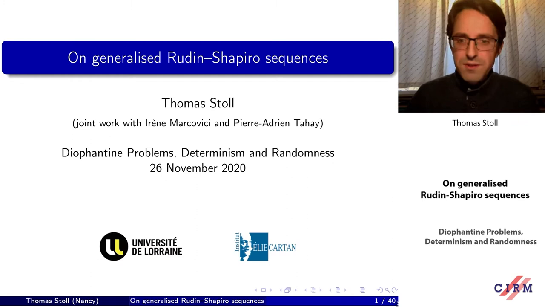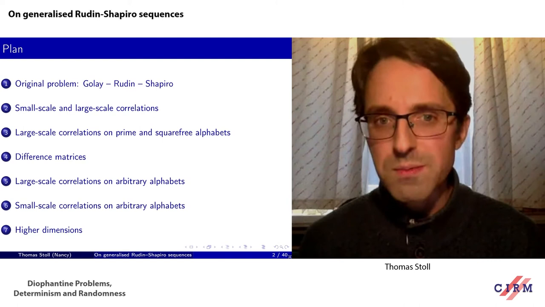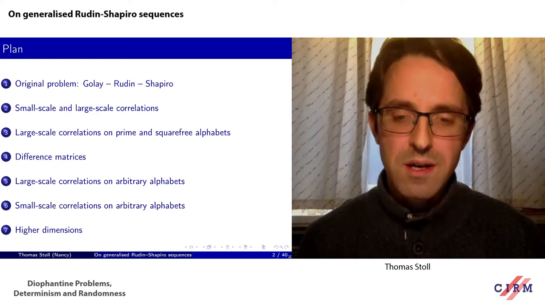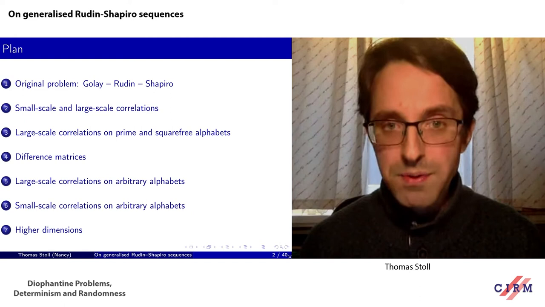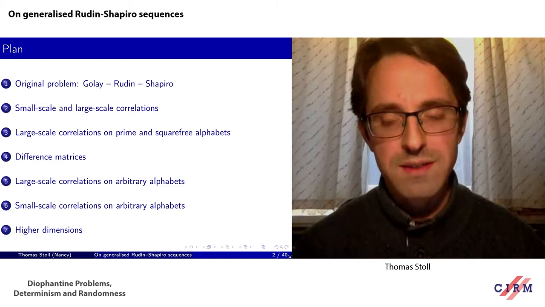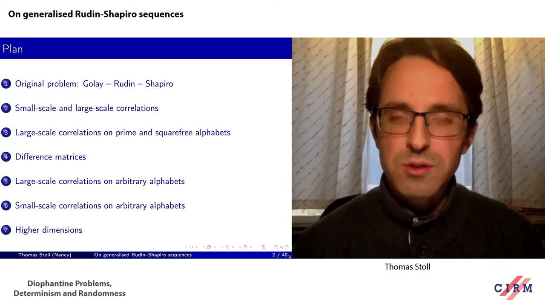The outline is as follows. It's a fairly long historical introduction about this Rudin-Shapiro sequence, and I want to give quite a few references where it appears and has been generalized and put in context. I will then talk about small scale and large scale correlations. This is the property that I want to take up. It was proven by Mauduit and Rivat in 1998. And I give some results that I got about 10 years ago with Jeffrey Shallit and Elliot Grant, where we could basically generalize these results to prime alphabets.